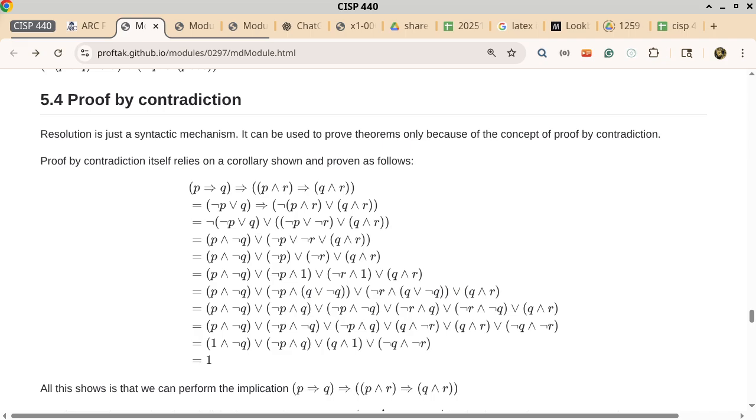So once you have a single true in a big OR, the whole thing is going to be true. So that's basically the general idea of this proof. Are we doing okay so far with the individual steps?